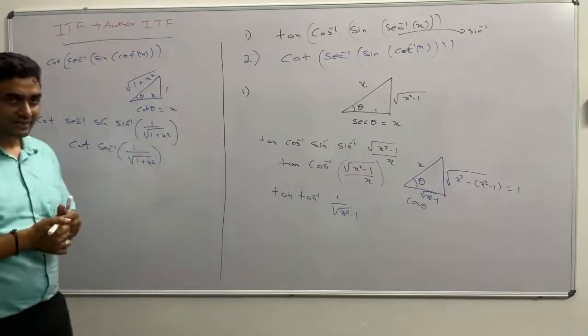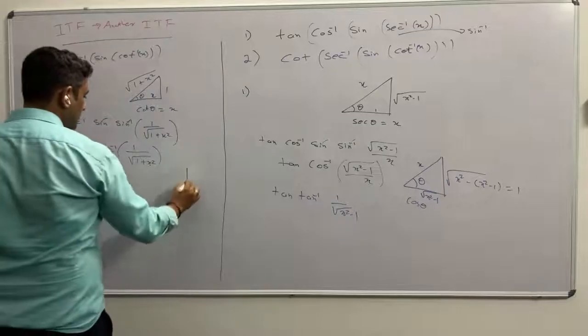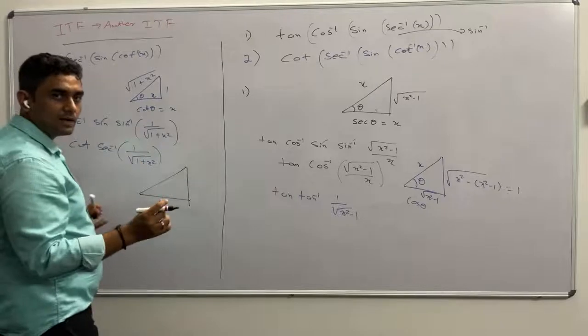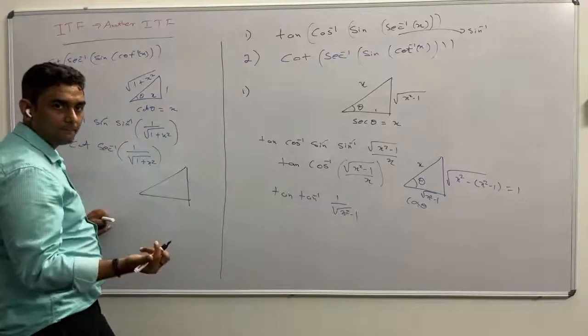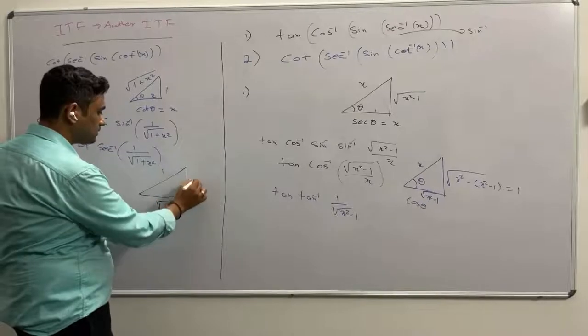Now we have to convert it again in terms of cot. This is our new triangle. So for this triangle, secant is nothing but hypotenuse by adjacent. So this will be 1, this will be root over 1 plus x square. So what will be the third side?